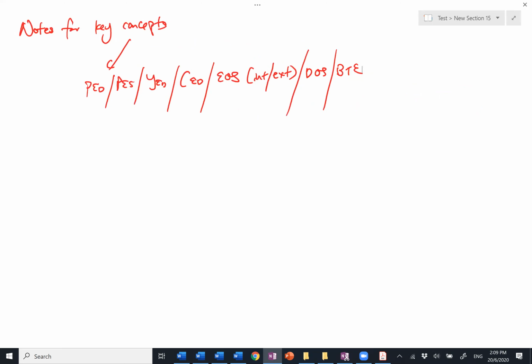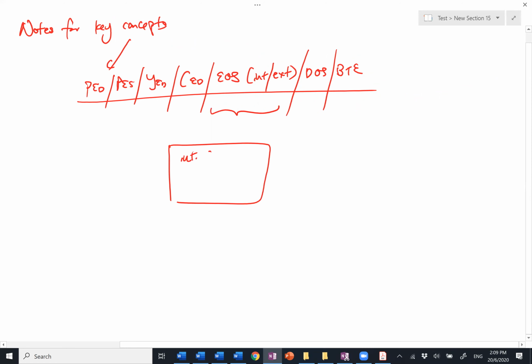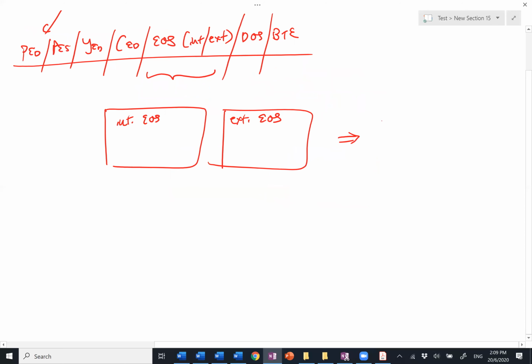So if you're trying to do notes for concepts like this, can you not do it like this? For example, for EOS, one chunk internal EOS, one chunk external EOS. When you do this, you are just copying from your school notes. I would like you to prepare this for application. Okay, when I say prepare for application, that means I want you to do DDEE notes. Definition, all right, diagram, explanation, and examples.